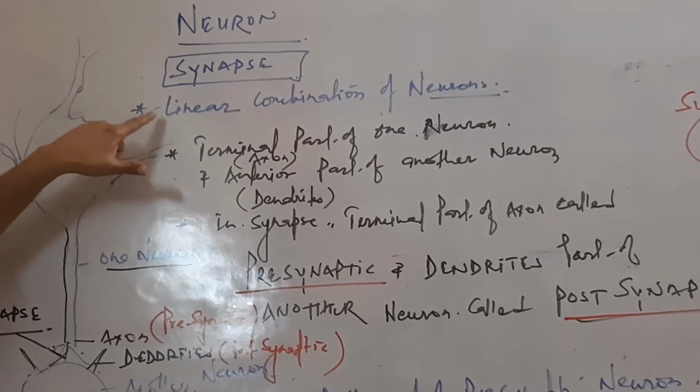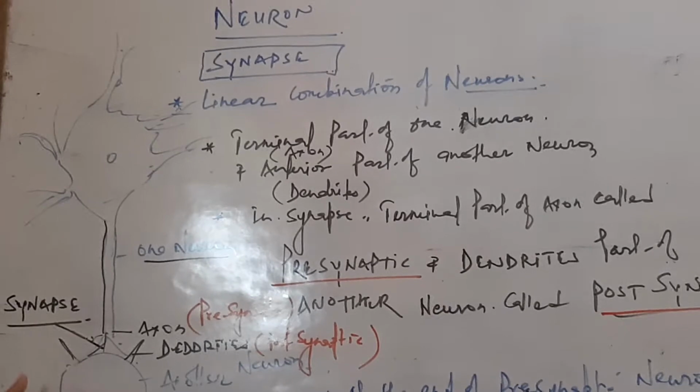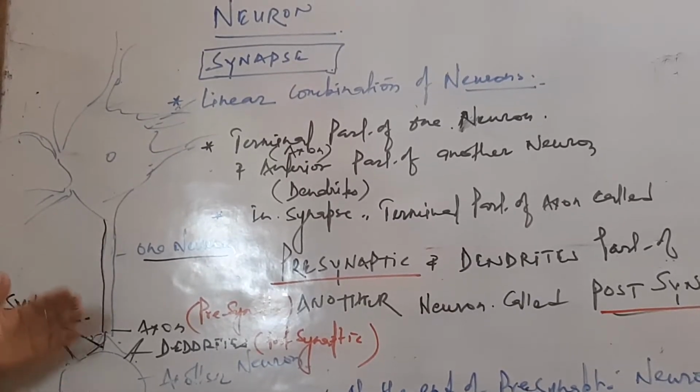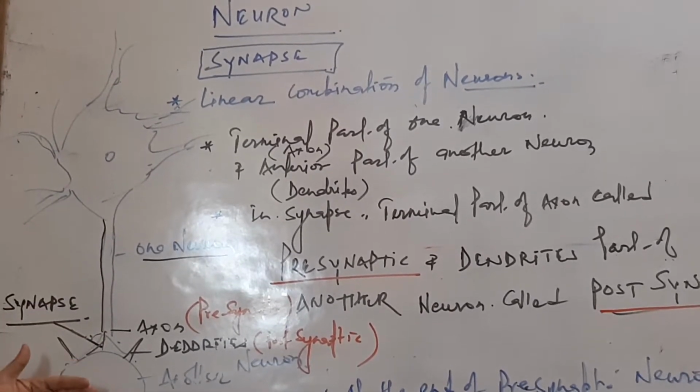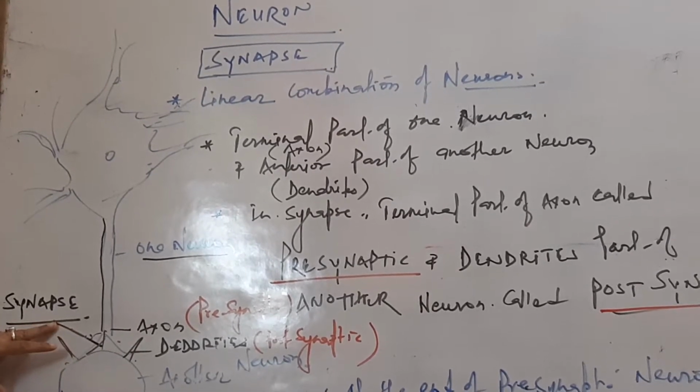First, the synapse is the linear combination of neurons. Here is one neuron and another neuron. It is the linear combination, the combination of the two neurons. The junction is called the synapse.